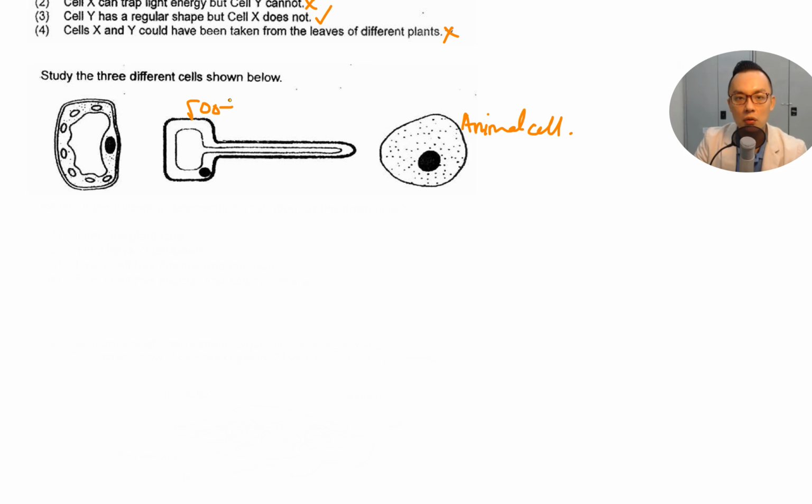This is a root cell because the long hair, or the long extended part, is for them to absorb water and mineral salts. It's trying to find water and mineral salts. And this is a typical plant cell. It can be from the leaves. This is your chloroplast, and this is your cell wall.